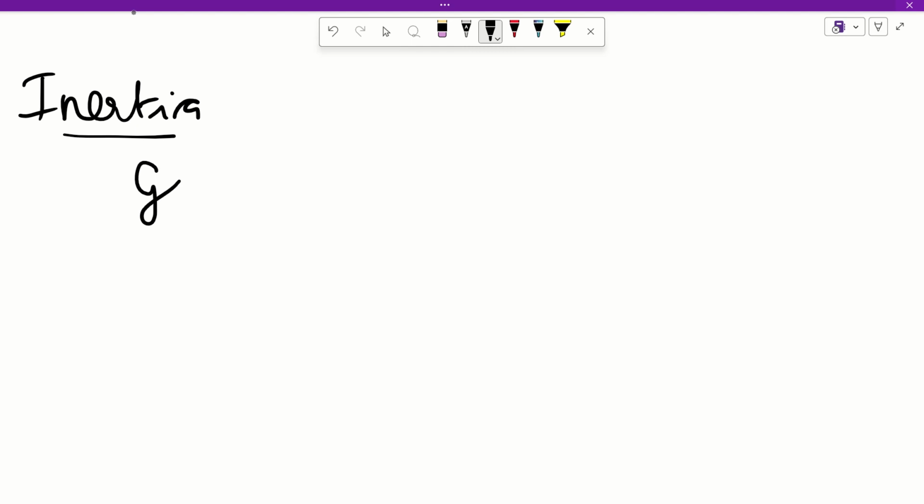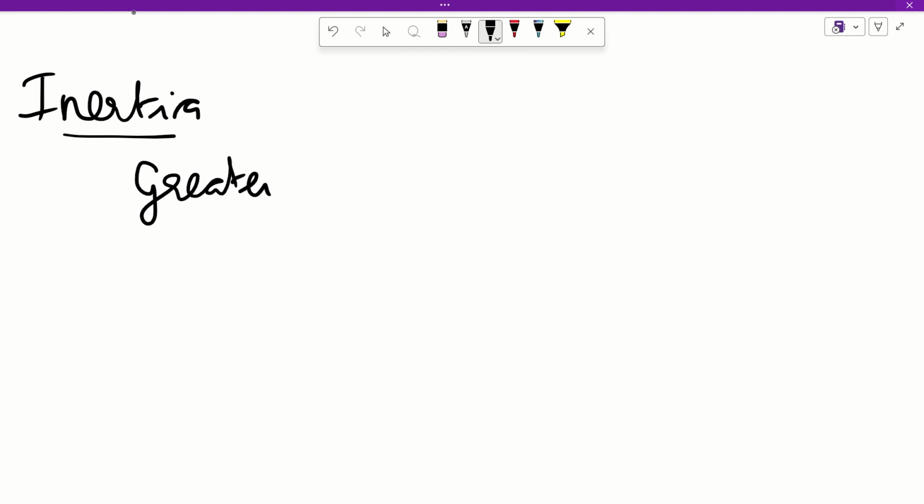Okay, so firstly we are going to discuss inertia. I'll just give a small explanation of what inertia is. It is the property of an object by virtue of which it cannot change its state of rest or of uniform motion along a straight line on its own. This is called inertia. Greater the mass of a body, greater will be the inertia. You can note this point down.